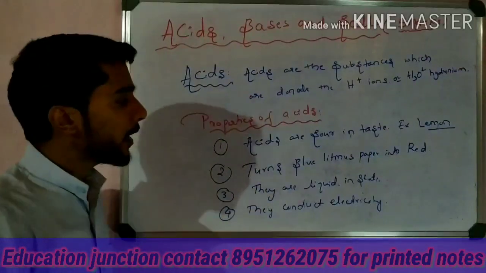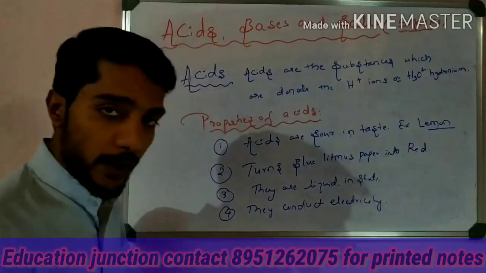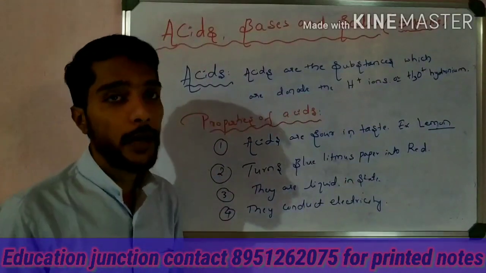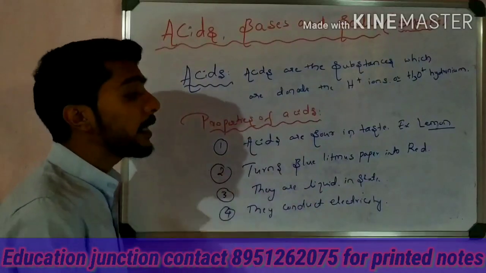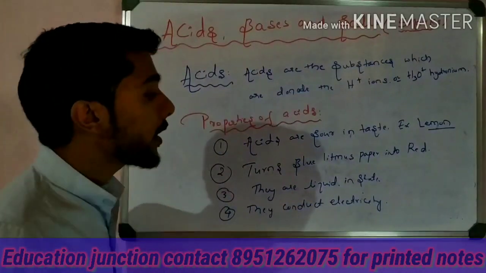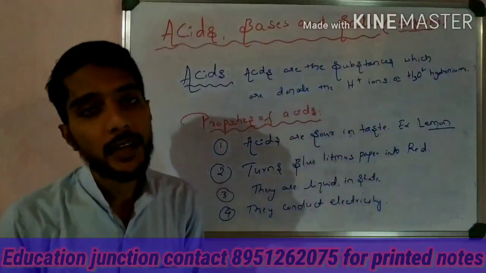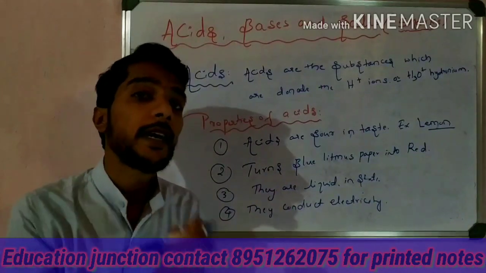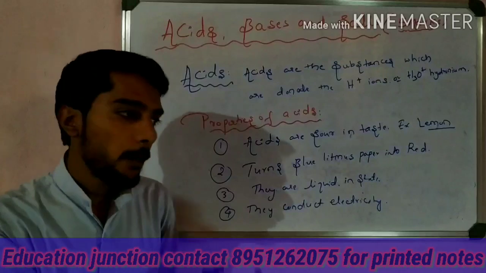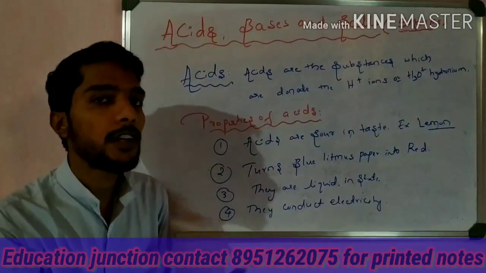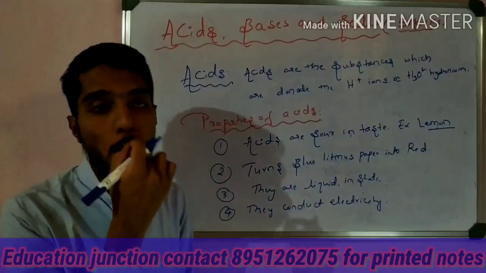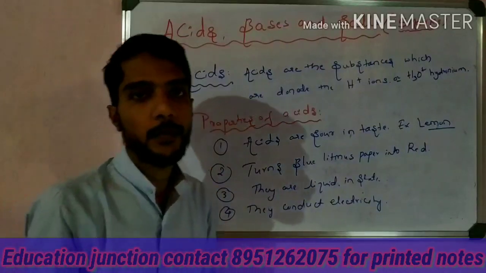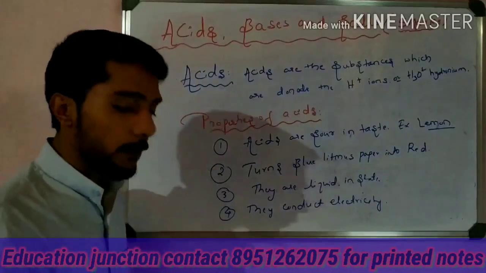Then the properties of acids, again repeated. Acids are sour in taste, for example lemon or vinegar. They turn blue litmus paper to red. That is the second property. They are liquid in state, and they conduct electricity. When current is passed through the acid, electricity is conducted because of the presence of ions. Later we will also study the conductivity of acids in the next videos. But as a simple property, we only need to know that acids conduct electricity. So these are the simple properties of acids.